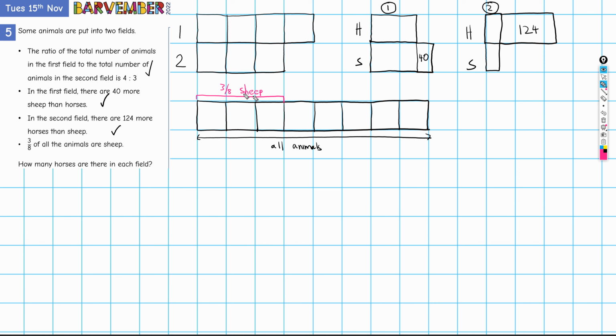And that's all together. Okay. And if 3/8 are sheep, and the only other animals here are horses, that means that 5/8, 1, 2, 3, 4, 5, 5/8 are horses.